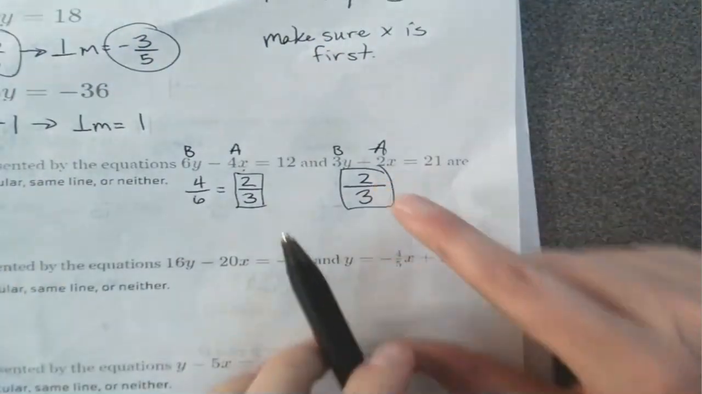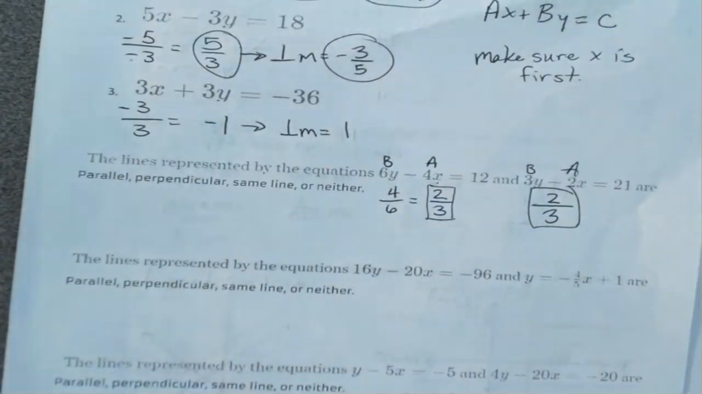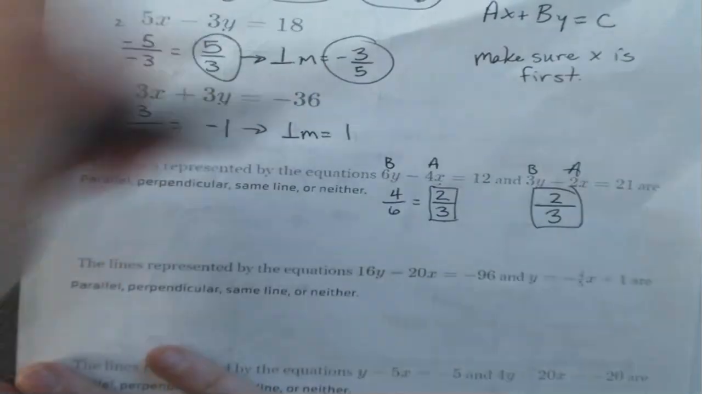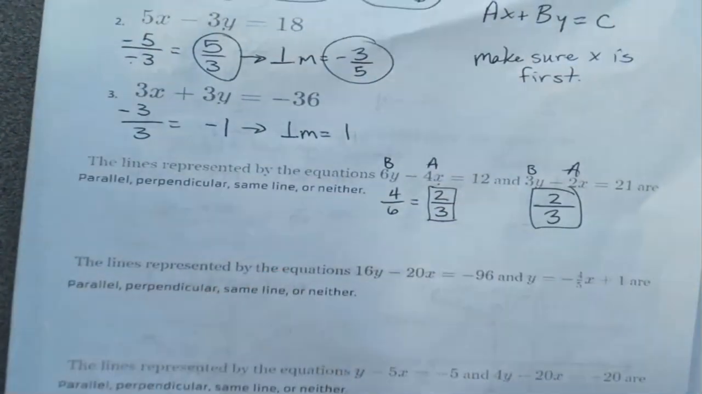So these look like they are parallel, but what you have to do is go back and figure out, is it the exact same line? So if it's parallel, you have to go back and do this last step. If it's perpendicular, or neither, then you don't have to go back and do this step. But we have to solve these equations and figure out, are they the exact same line?